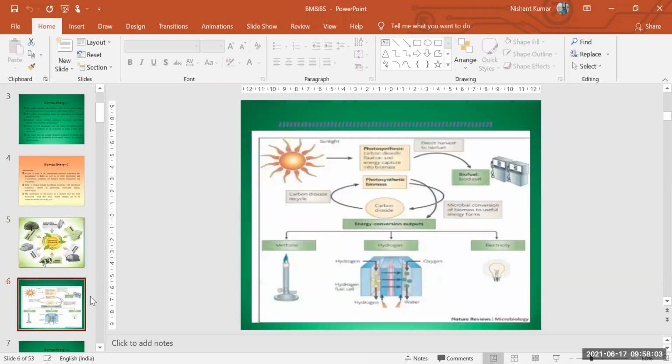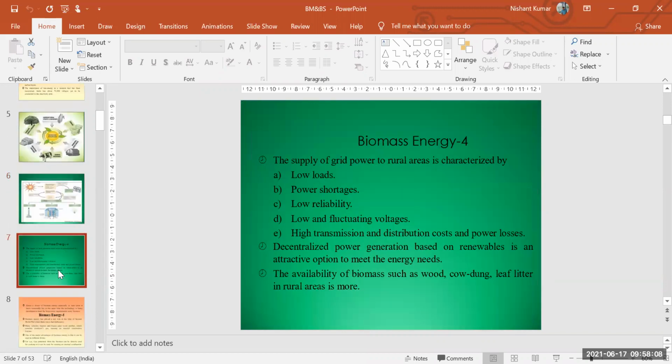And we have seen how photosynthesis is done, and we have also seen the types and how it can be segmented.